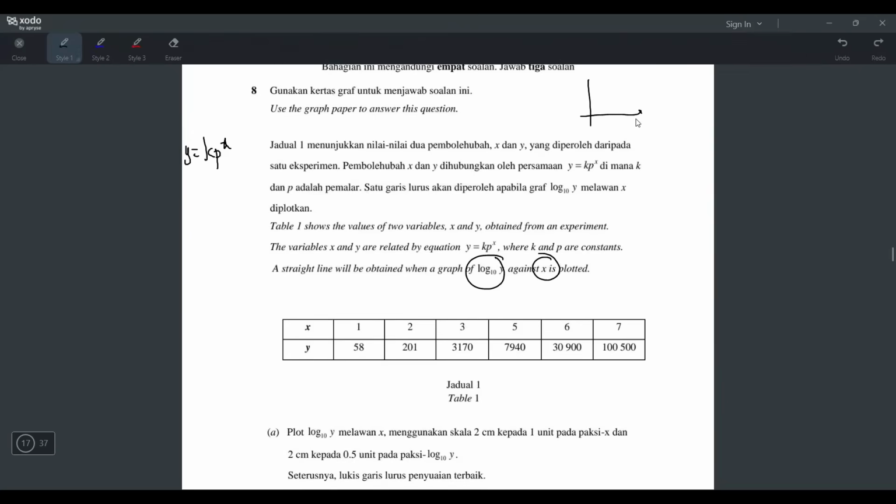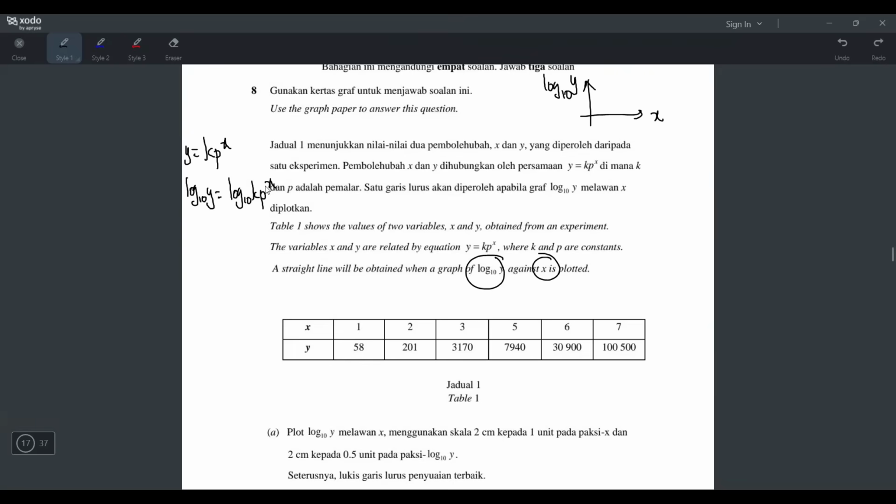Okay, so it means they want your y-axis to be log y base 10, and they want your x-axis to be x. So how can we make this into linear form? If you want to change this to y equals mx plus c, you need to make sure the equation's y-axis matches the graph's y-axis, right? So what we have to do is add log on both sides. When you add it on this side, the other side also has to have log. Remember, this power x you cannot put in front. Cannot.